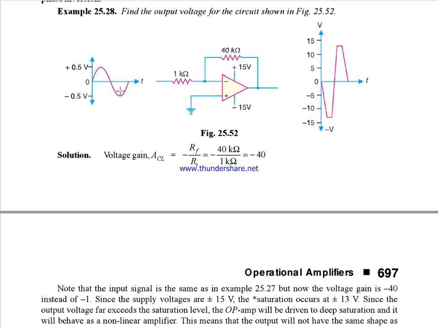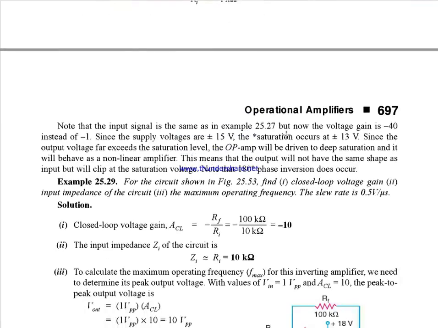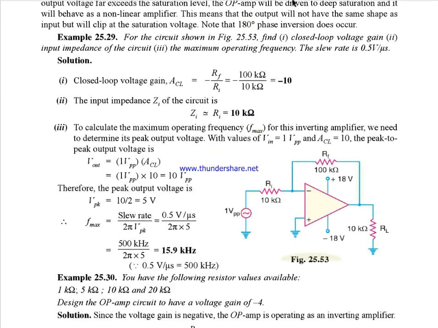Okay, so here since it is an inverting amplifier, the output will be 180 degree out of phase, but after 13 volt it will be clipped. So next in this picture we have to find out the closed loop gain, the input impedance and the maximum operating range. Slew rate is given. Slew rate is actually out of syllabus. So the closed loop gain will be minus Rf by Ri. Input impedance for an inverting amplifier Zi is approximately equal to Ri.